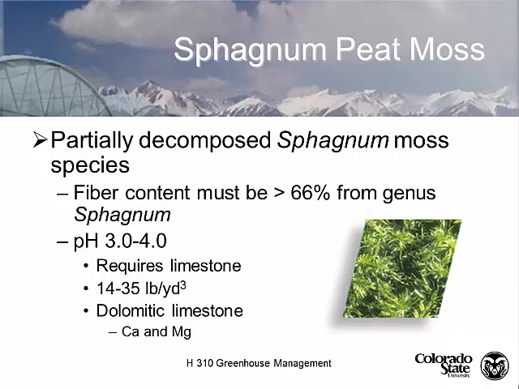Sphagnum peat moss is primarily from the Sphagnum genus. It's got a pH of 3 to 4. To raise it, we use limestone. We typically use dolomitic limestone, which has calcium and magnesium carbonate. We have a lime quarry just about on the way to Livermore, and most of what they're harvesting is calcium carbonate.